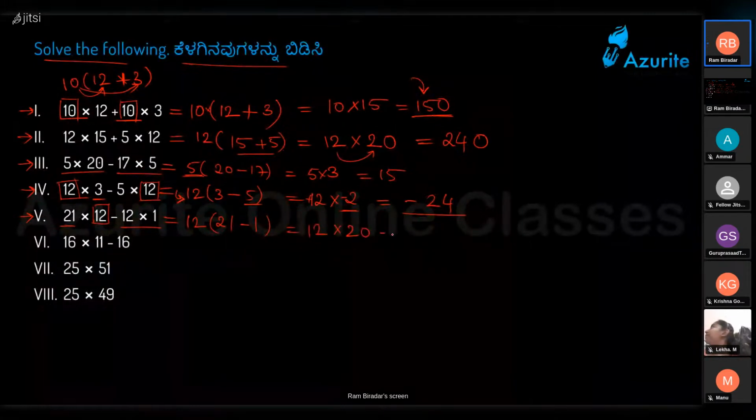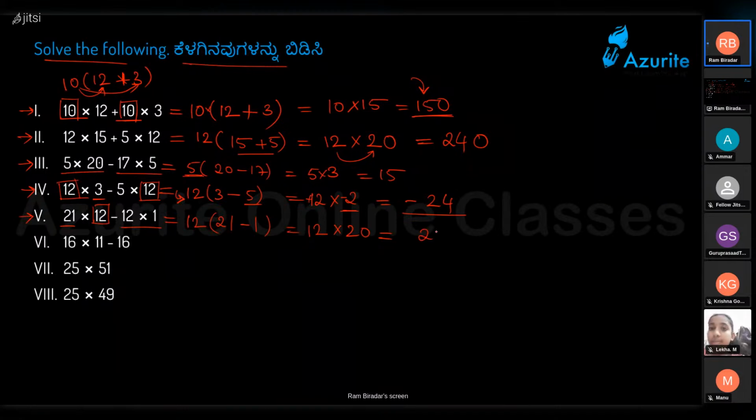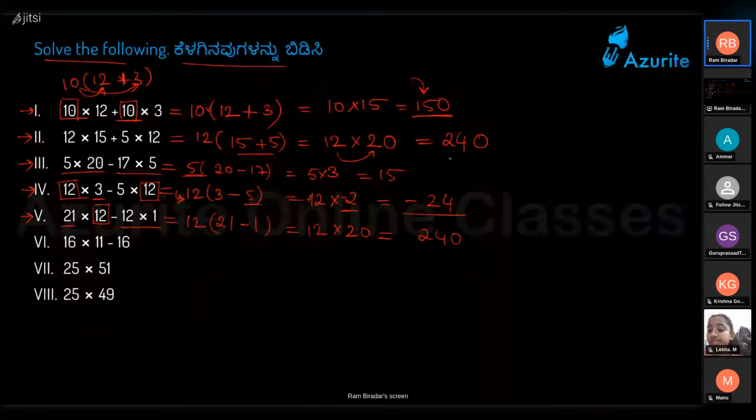Okay, I am saying come this way. Nobody should leave out the 12, that is, nobody should leave out the multiplication sign. So 12 into 20 will be how much? Yes, it will be 240, right? So just we have done it here. So this will be the answer.